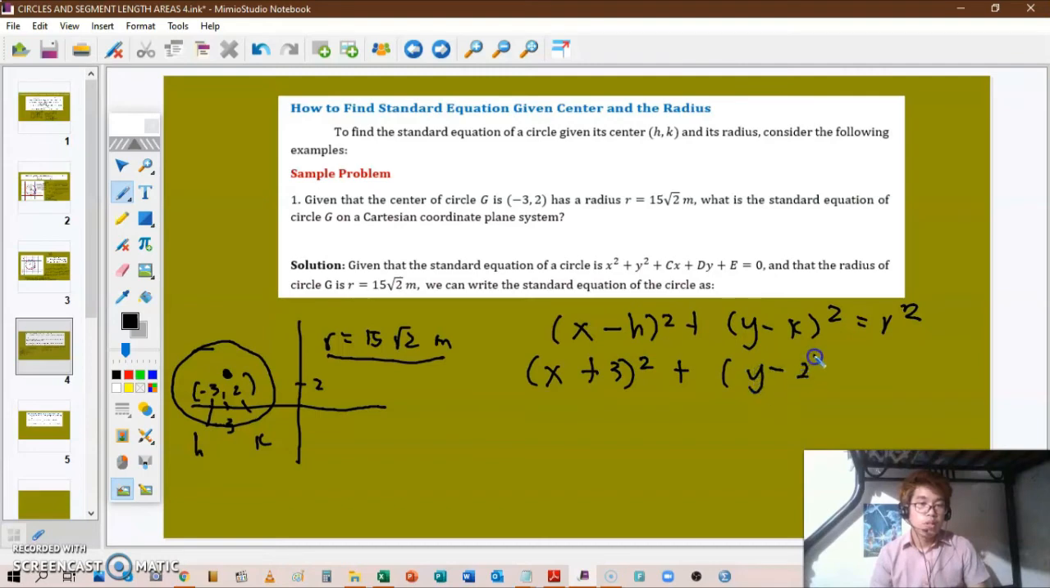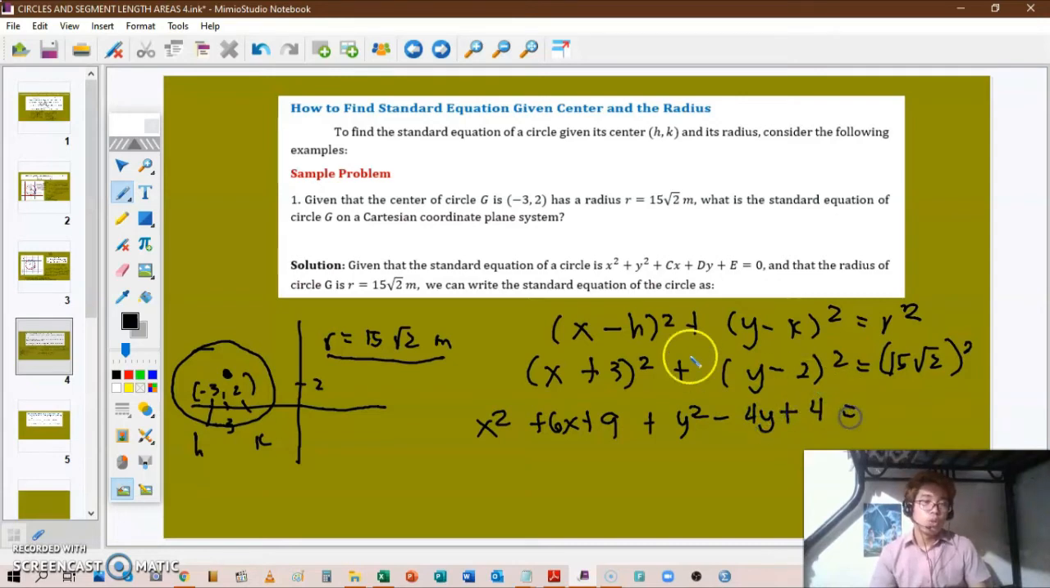So it's going to be (y − 2)² = r². So that's going to be (15√2)². Okay, so it's going to be x² + 6x + 9 + y² − 4y + 4 is equal to 15√2 multiplied by 15√2. So 2 times 15 times 15 is simply equal to 225 times 2. So that's 450. Okay, so equal to 450.